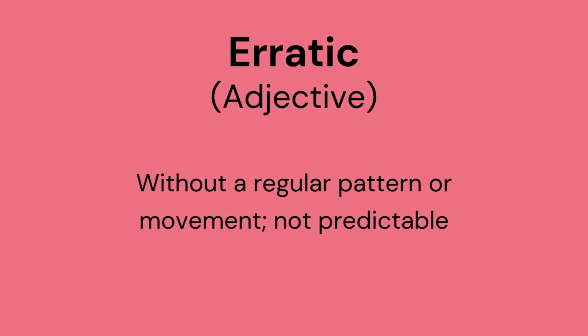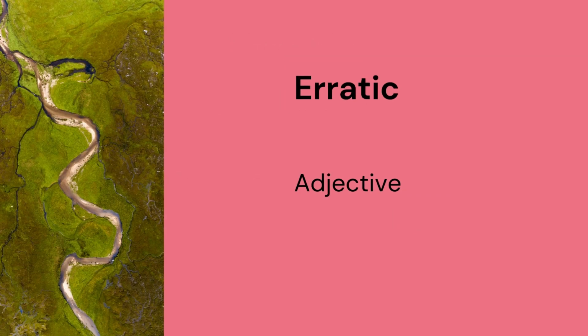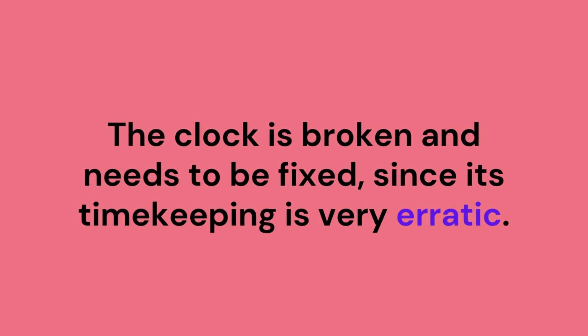Erratic is our next word. Erratic is an adjective, and it means without a regular pattern or movement, something that is not predictable. Perhaps a river, it looks like it has some pattern, but we can see in the top left-hand corner, suddenly there is no real pattern to what the river is doing, right? It becomes erratic, no real pattern. Erratic is an adjective, and here is our sentence. The clock is broken and needs to be fixed, since its timekeeping is very erratic.